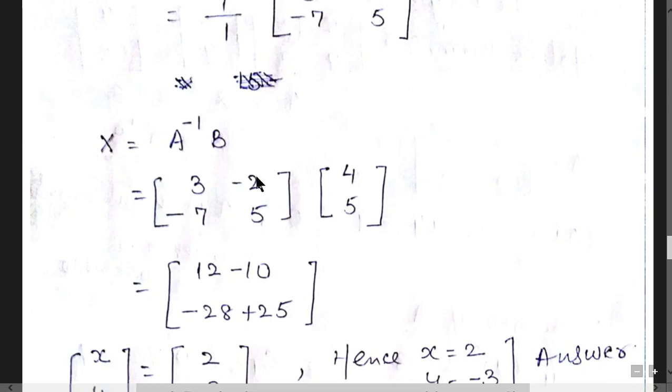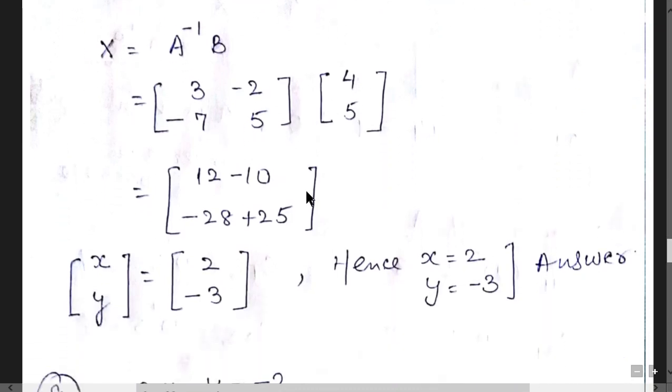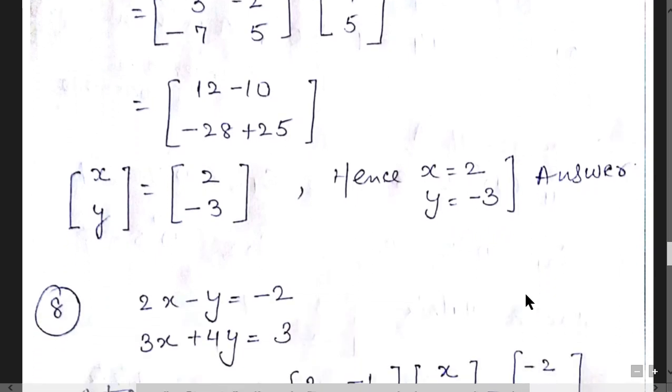It's 3 into 4, 12, minus 10, minus 28 plus 25. The value is 2 and minus 3. It means the first value is 2 and the second value is minus 3. It is the answer of x and y.